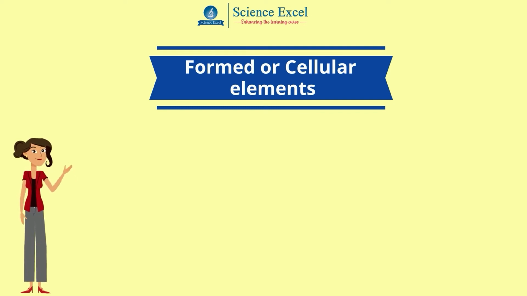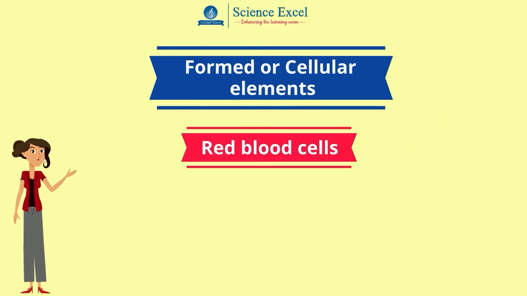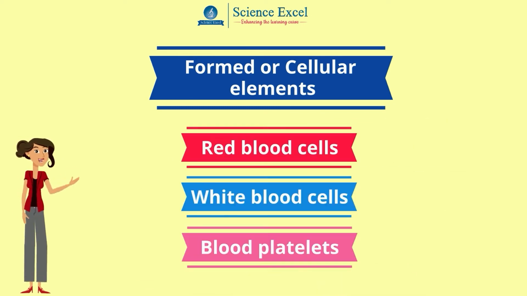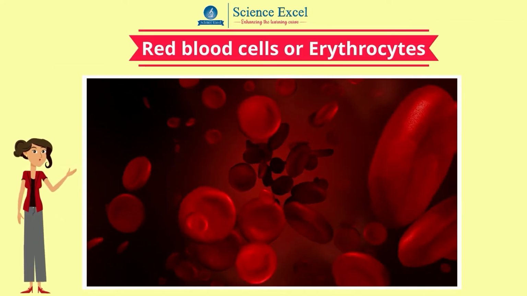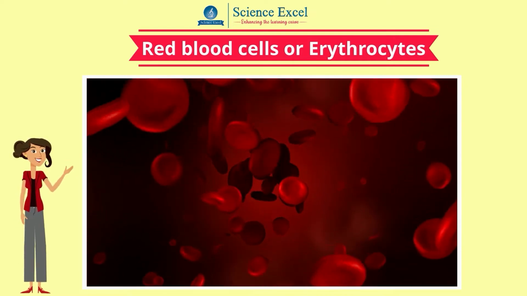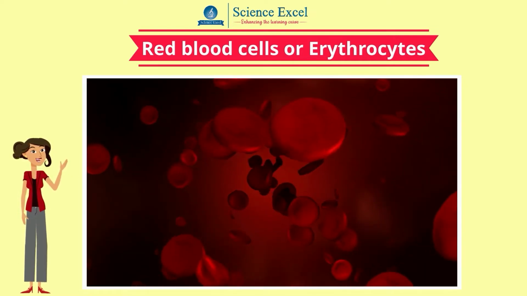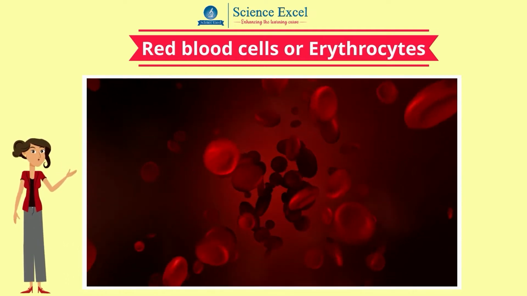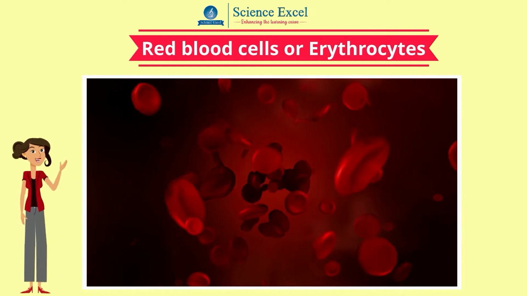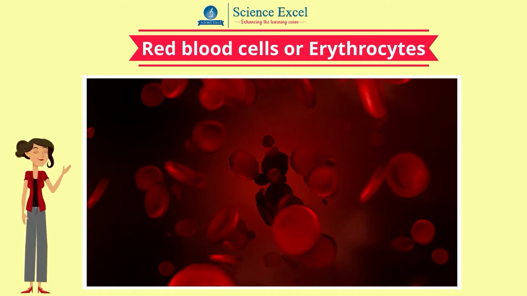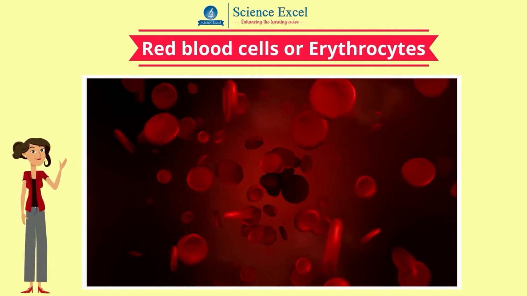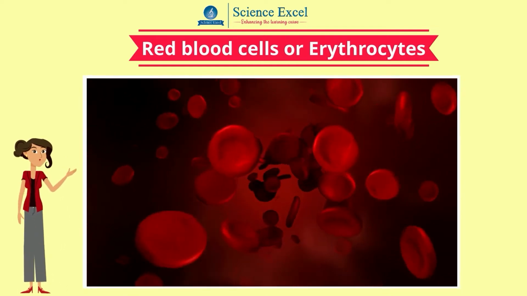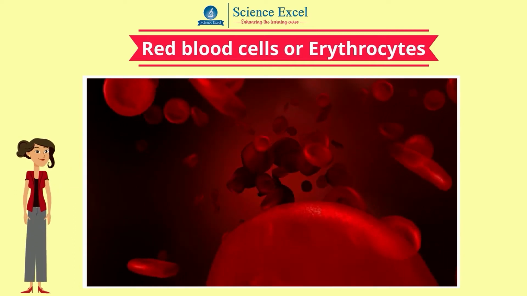The formed or cellular elements are of three categories: red blood cells, white blood cells and the blood platelets. The red blood cells, also called erythrocytes, are made in the bone marrow of some bones including ribs, vertebrae and some limb bones. They are produced at a very fast rate, about 9,000 million per hour, because they do not live for very long. Each red cell only lives for about 120 days.